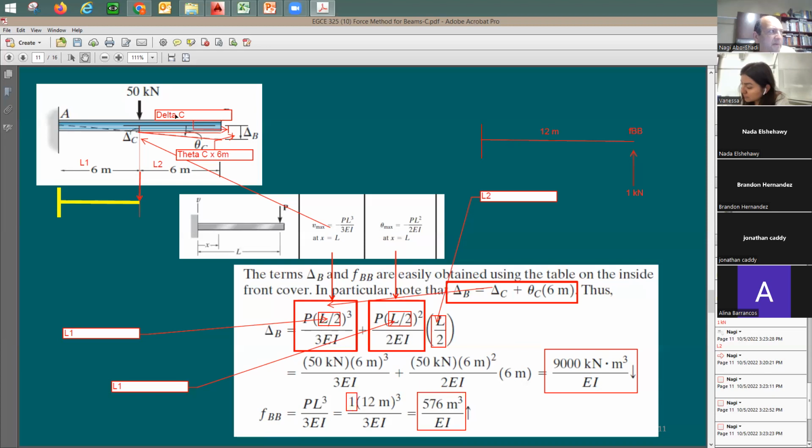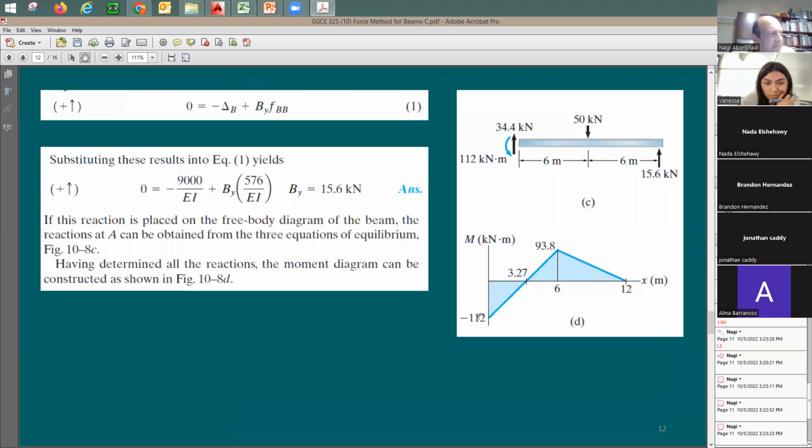So if you take the roller out and look at deflection, total deflection is going to be 9,000. If you put just 1 kip pushing upward, you'll get 576. Now I guess the reaction here is going to be equal to 9,000 divided by 576. Look at this, 9,000 divided by EI.